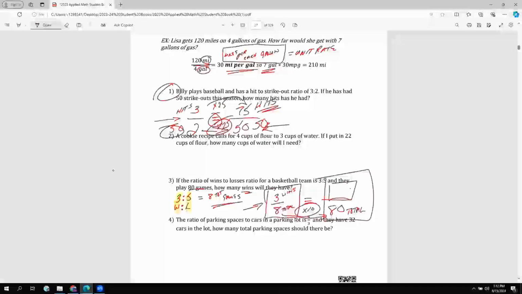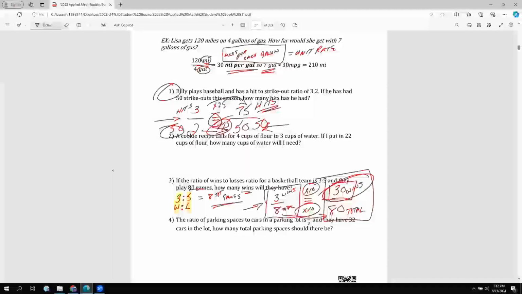So that means, in order to make an equivalent fraction, you do the same up here to the numerator, which means it's going to be 3 times 10, which makes 30. Now, let's use that information. Remember, 30 wins. How many losses? 50.